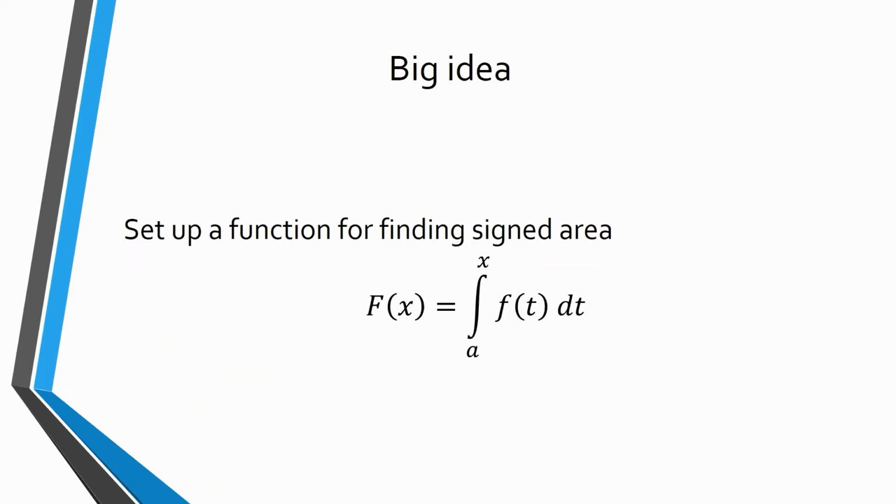The big idea is that we want to create a function for finding the signed area under a curve. We'll have some sort of signed area from A to X. This X value is going to be a variable up here, and we want to create a function that determines the signed area based on this other function.